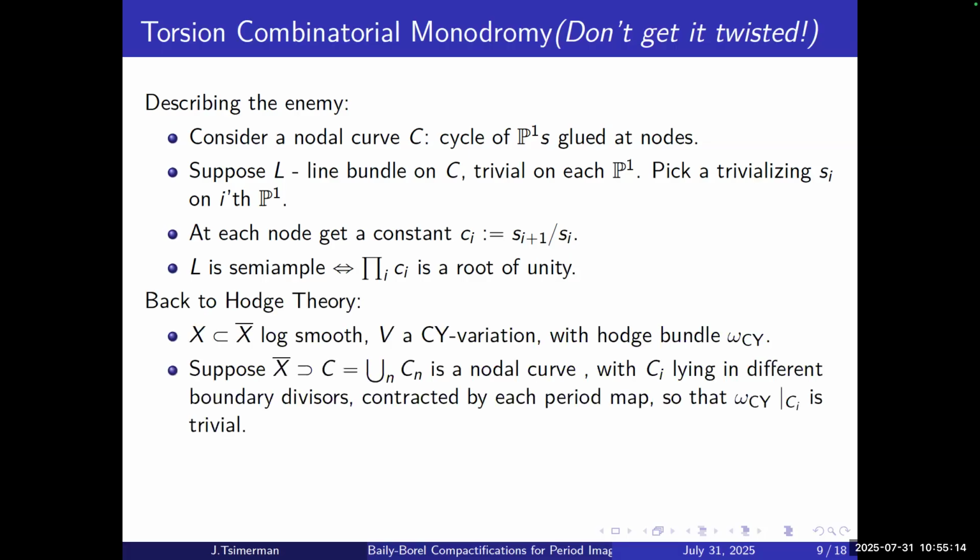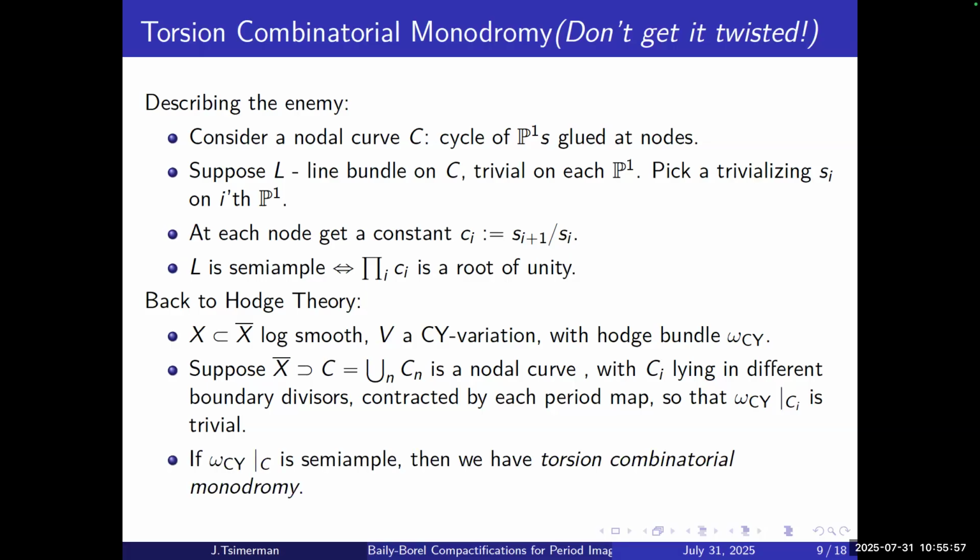And in our setup, where you have this log smooth compactification and CY variation, the enemy is if in the boundary you have a nodal curve that winds around different boundary strata. If you're in a single boundary stratum, you have a single period map, and that's okay. The Hodge theory takes care of that. But if you vary between different boundary strata, then you have to keep switching which period map you're looking at. And in theory, you could have some kind of chain of curves where your Hodge bundle or your Griffiths bundle is trivial on each individual curve, but has non-trivial monodromy as you go around the cycle. So this is the kind of thing that you have to avoid.